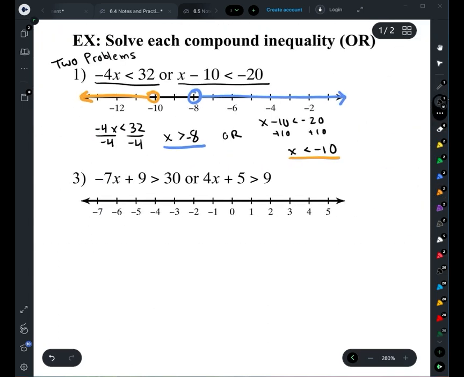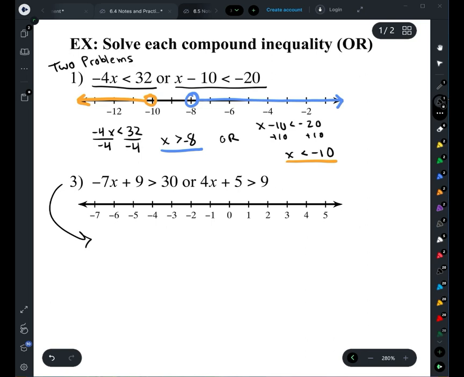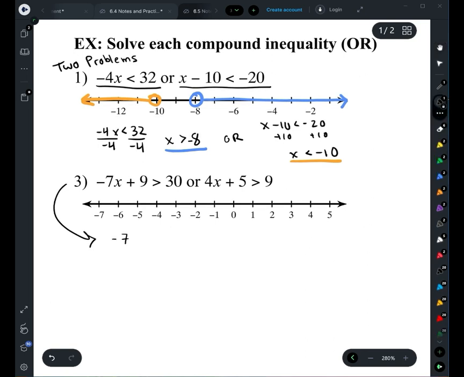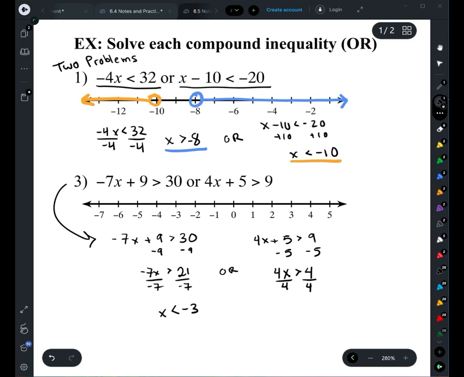Number 3, so let's check that one out. Just a little bit more work involved, but you're probably getting the hang of it by now, I hope. Subtract 9 and divide by negative 7. Same rules apply. If you have a negative, you're going to change the direction of the sign. So we have x less than or equal to negative 3, or, solving the right-hand side, x is greater than 1. Okay, plot both of those and graph them. Certainly use different colors if you'd like. And then you have your answer.